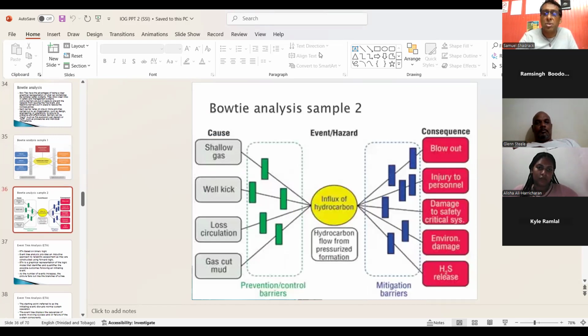So we can explain it. Basically, if you look at this chart, a bow tie is a cause and effect diagram. You can see that on the left-hand side they have the causes. That's what they were talking about, left and right-hand side.